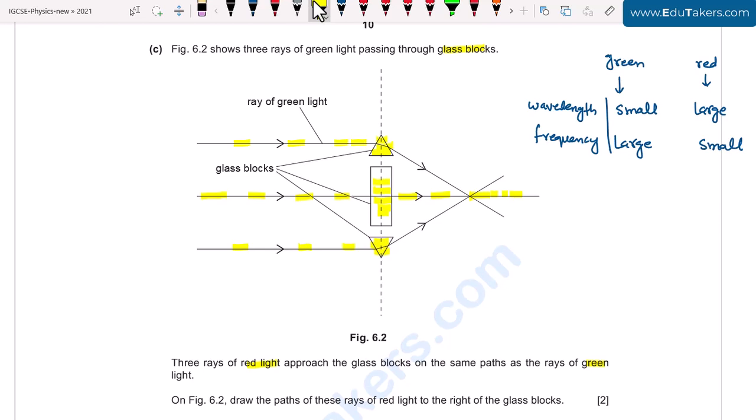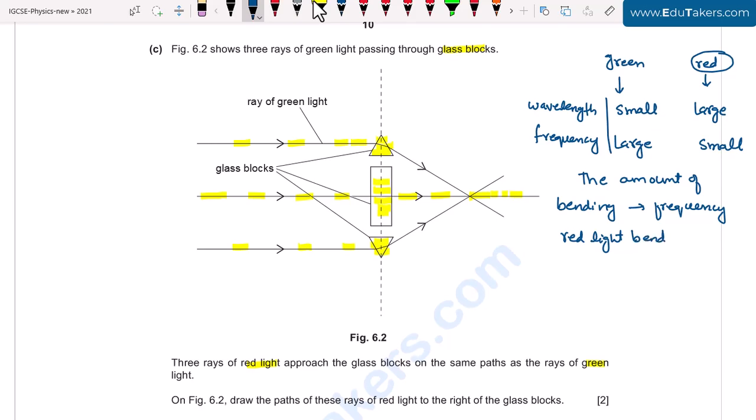We have drawn the same pattern for the red light, but the amount of bending or refraction depends upon the frequency. It depends upon frequency. And we know that for red light, the frequency is smaller as compared to green, so there will be less bending in the case of red light. So red light bends least.